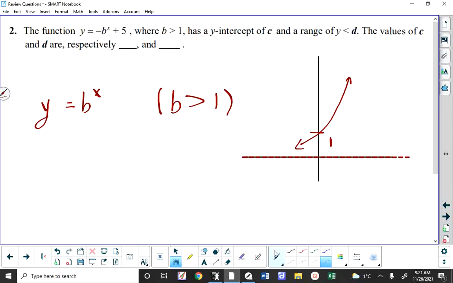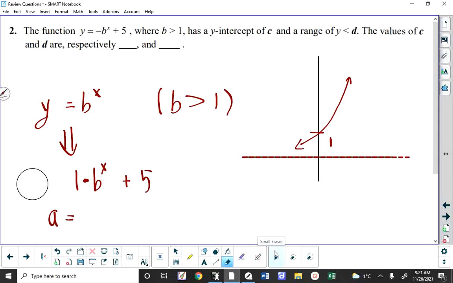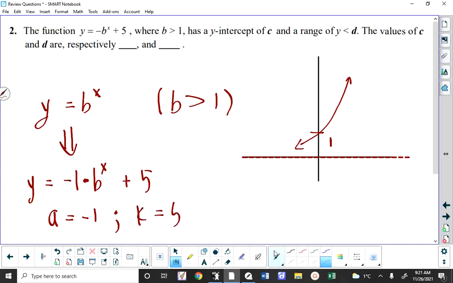So when we take a look at this statement here, there are two ways we can do this for the y-intercept. What's happening is, in going from b to the x as a function to y equals negative 1 times b to the x, then plus 5, we've introduced a parameter of a of negative 1 and a parameter of k of 5. And we're getting closer to the diploma exam. I realize it's still a couple months away, but I really want to start going deeper and deeper into stuff whenever possible.